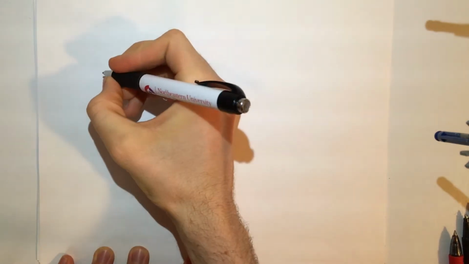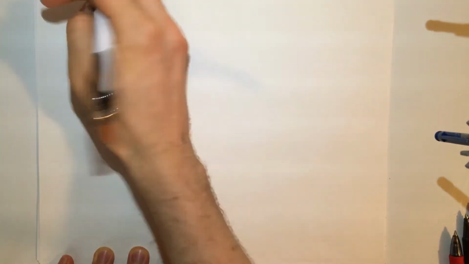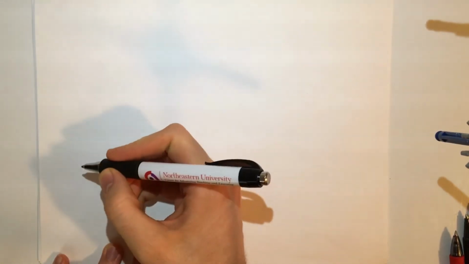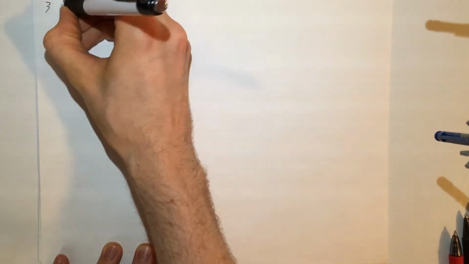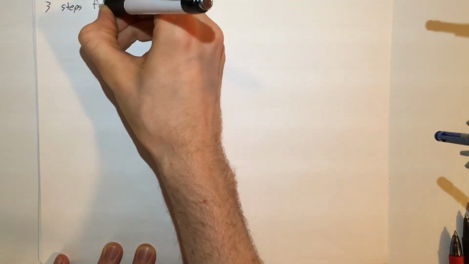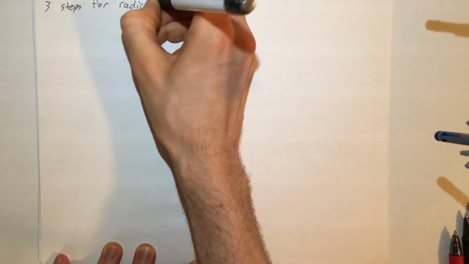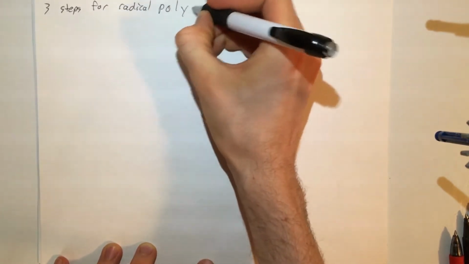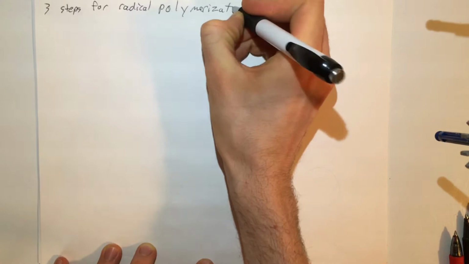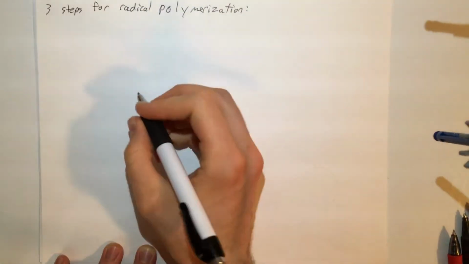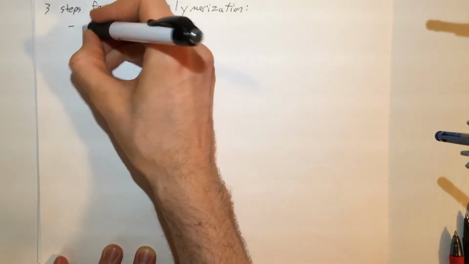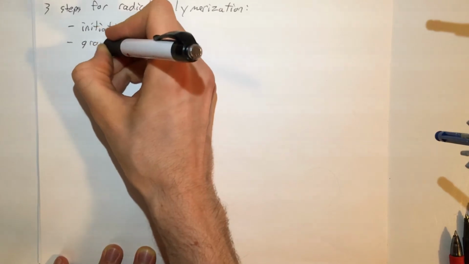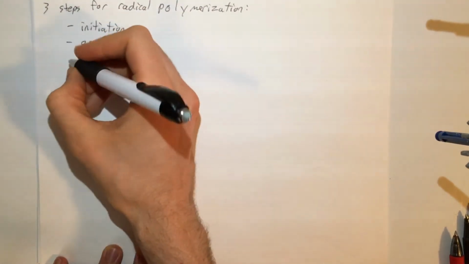So welcome. Today we're going to talk about radical polymerization. If you recall previously, we talked about how radical polymerization can be broken down into 3 steps. And those 3 steps are initiation, growth of chains, and termination.